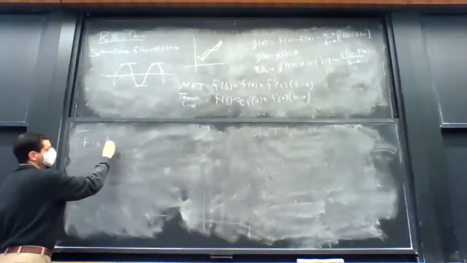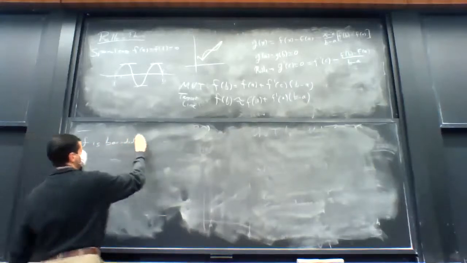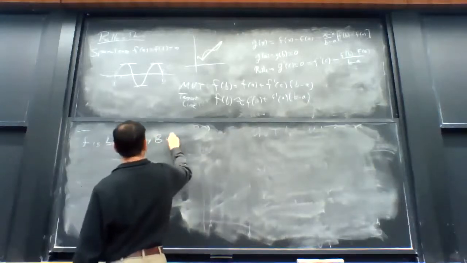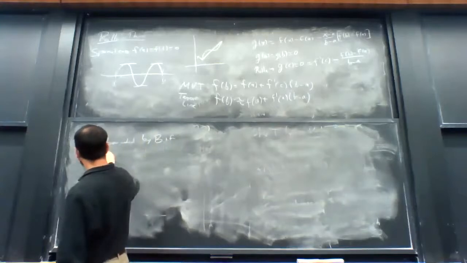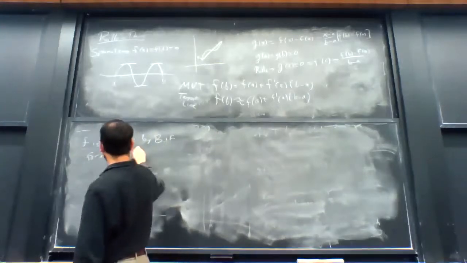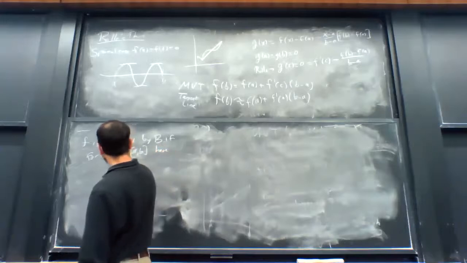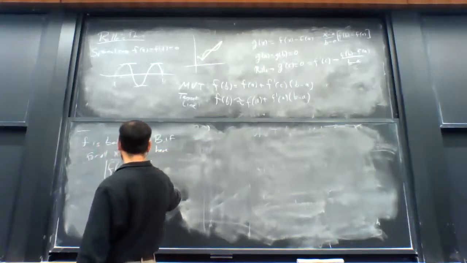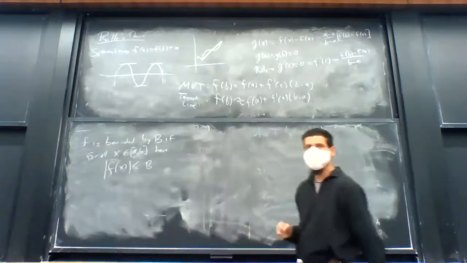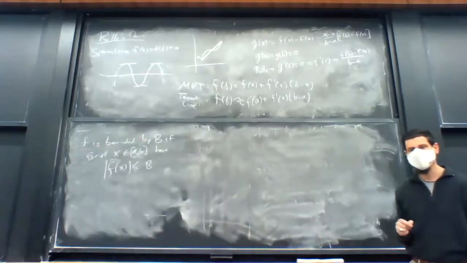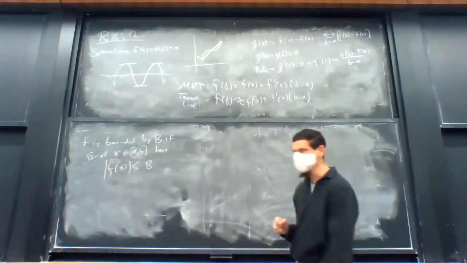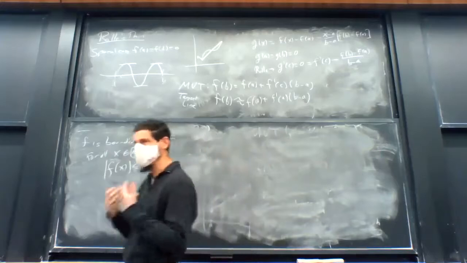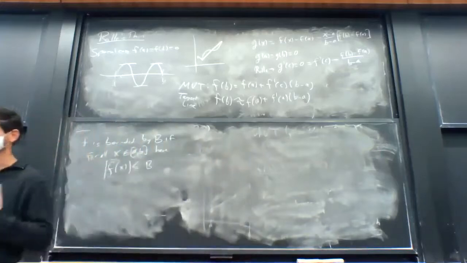So f is bounded by b if for all x in our interval a, b, we have the absolute value of f of x is less than or equal to b. And in the proof of the fundamental theorem of calculus, all we're going to need is that certain functions are bounded. The actual bound doesn't matter.